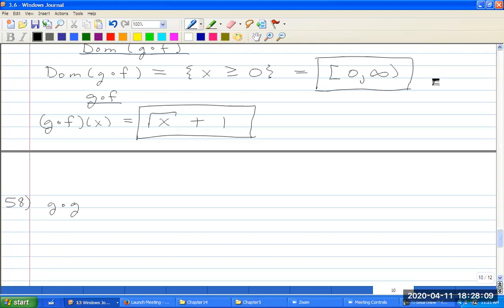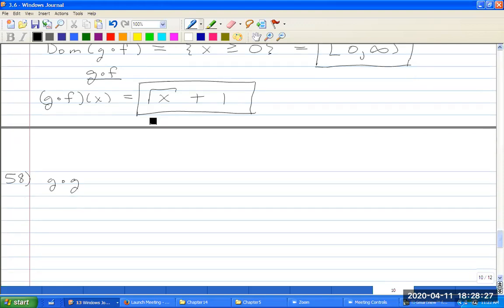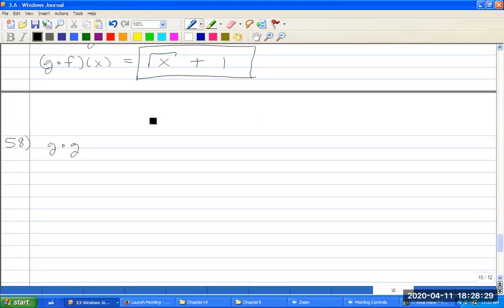And given the domain, notice that if you would have plugged in a negative number for x, you would have gotten an answer that would not be real. Let me do problem 58. Well, we already know what the domain of g is. It's all real numbers.